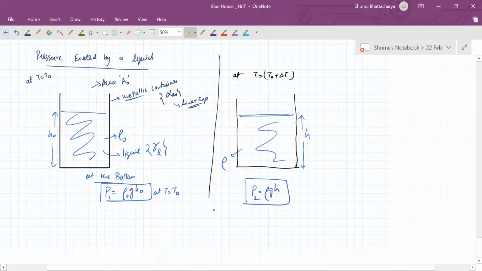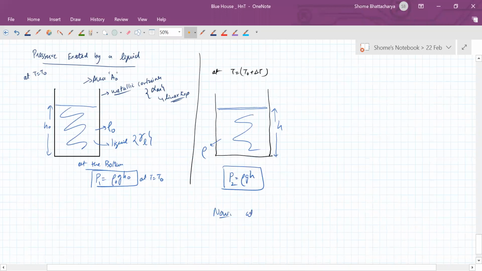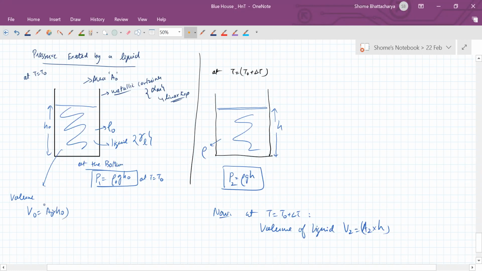So now what is happening? At T equal to T naught plus delta T, the volume of the liquid is, let us say, V2. So that is the area of the container into H. Whereas here, the volume of the liquid was, let us say, A naught into H naught. So it has become like this.